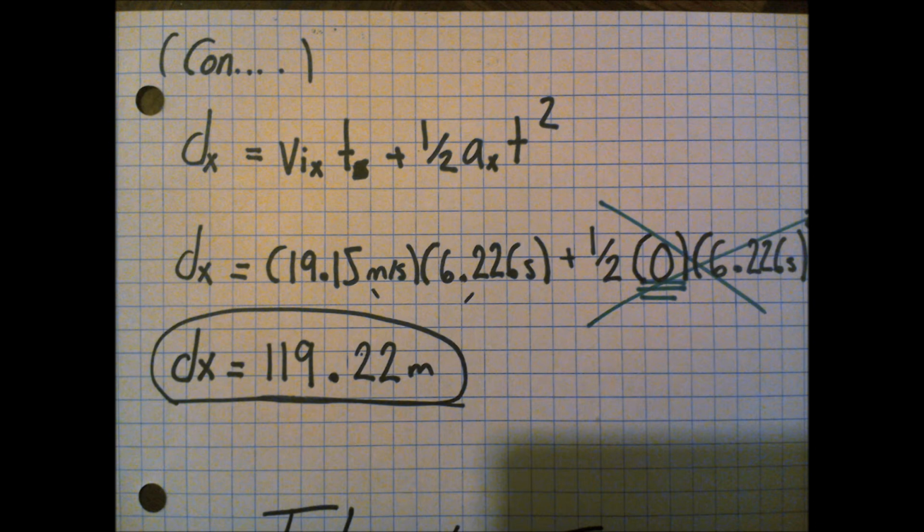But since ax is 0, we can easily get rid of that side, because it eliminates that whole part of the problem. And now we are left with just 19.15 meters per second times 6.226 seconds, and that gives us 119.22 meters.